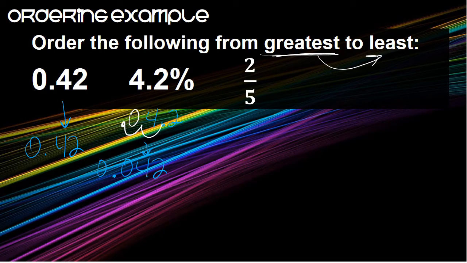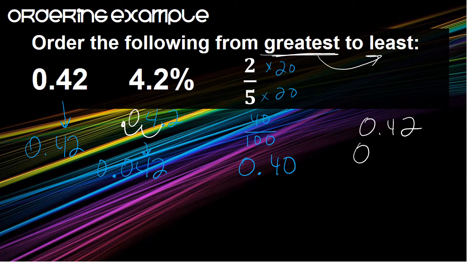When I rewrite that as a decimal, I can multiply the top and bottom by 20. So I can write that as 40 hundredths, or 0.40 as a decimal. So now let's line up our decimals so that we have an easy way to compare them. I'm going to put them the way they are in our current order.